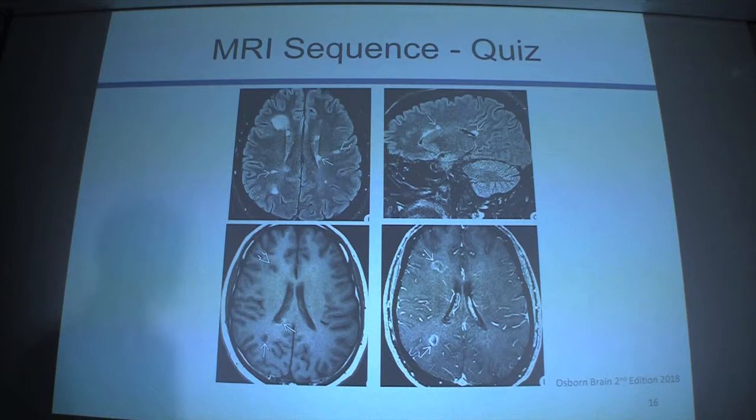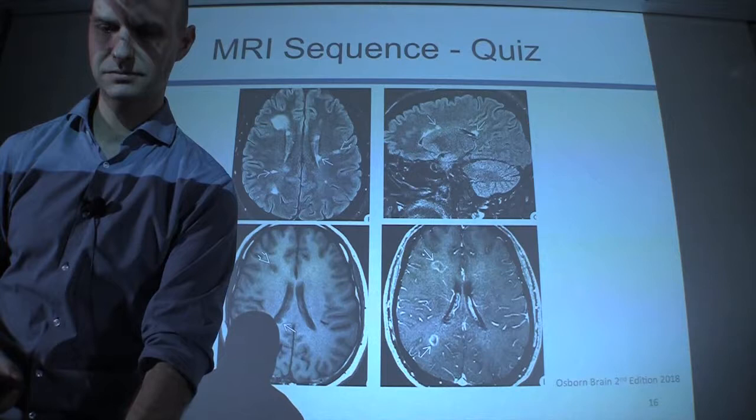Our first quiz. What is this? FLARE. Yeah, very good. What is this? Also a FLAIR. Perfect. And this one? T1. And this one? T1. Contrast. T1 contrast. Excellent.